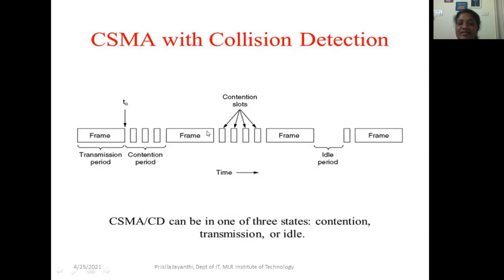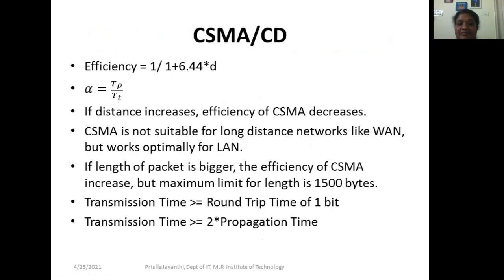This contention period is also given as contention slots. That means you can have different equal-interval time slots given for the contention. That is what is called contention slots. So immediately after each frame which is sent, the contention period follows the transmission period. Idle period is the one wherein there is a channel and no frame being sent. Next, we have efficiency, which is given by 1 over 1 plus 6.44 times alpha.